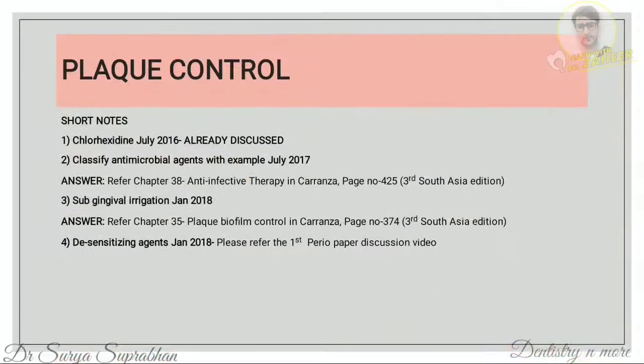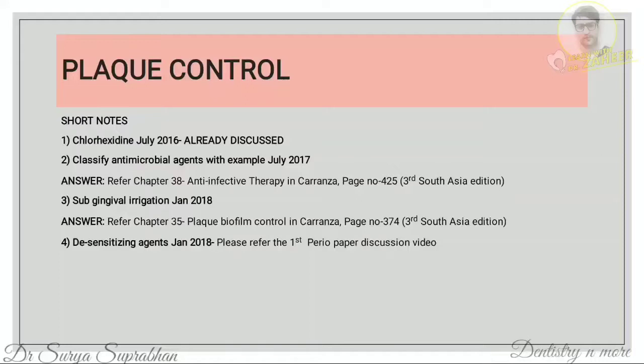Moving on to the next one, chlorhexidine, that is already discussed. Then coming to classify antimicrobial agents with example. So here you have to write about antibiotics. This you must have studied in pharmacology in second year itself. Antimicrobials can be divided into bacteriostatic and bactericidal, and you have to give examples for each. For example, bacteriostatic can be tetracycline, and bactericidal is penicillin, ampicillin, amoxicillin, etc.